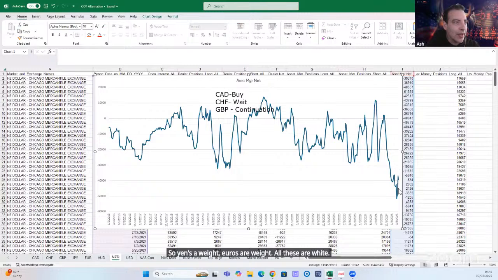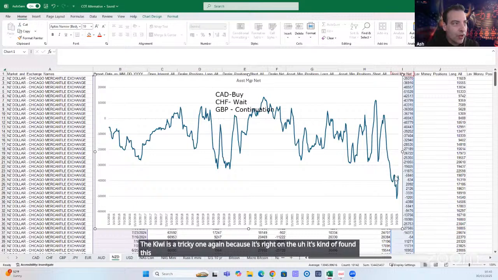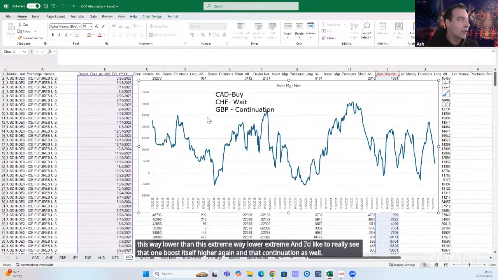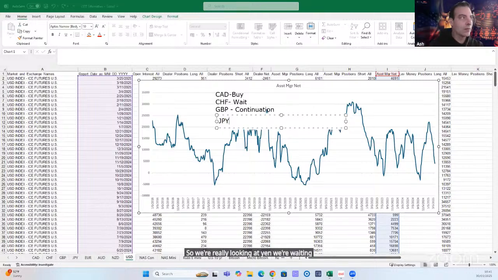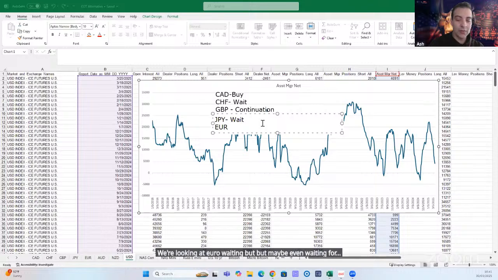The Kiwi's a tricky one again because it's found this way lower than this extreme, and I'd like to really see that one boost itself higher again, and that's continuation as well. So we're really looking at yen, we're waiting. We're looking at euro waiting, but maybe even waiting for signs of a sell signal.